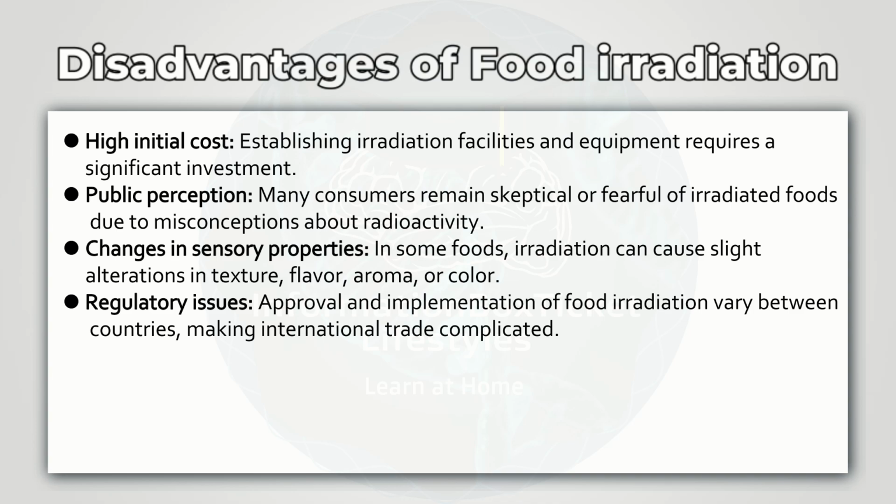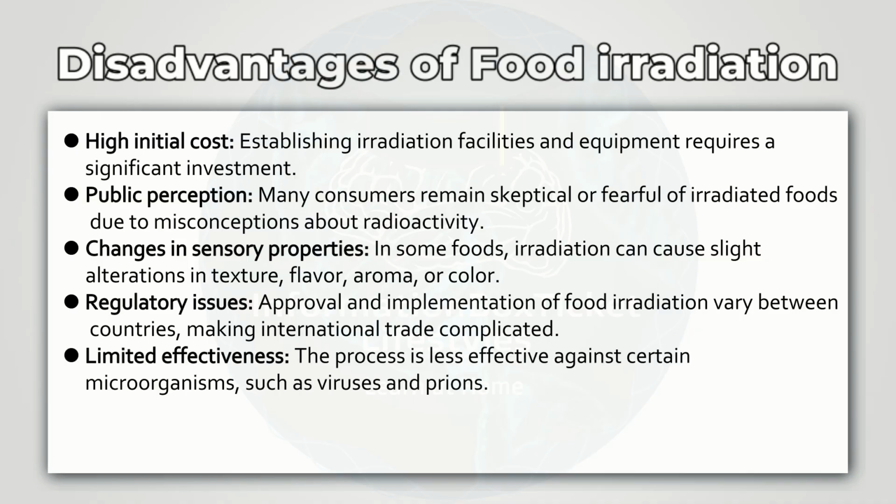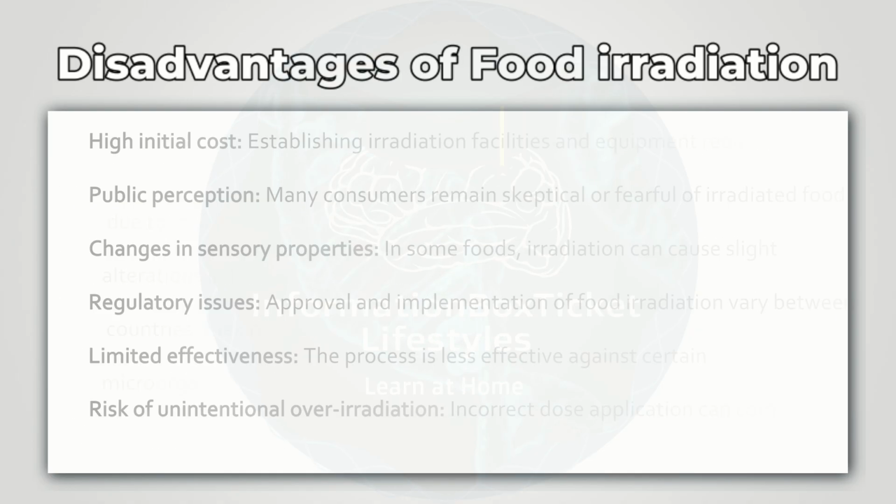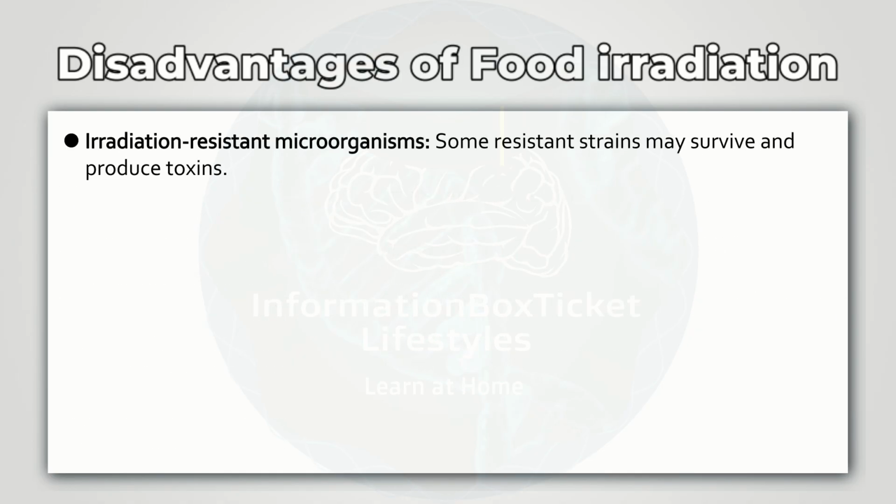Regulatory issues. Approval and implementation of food irradiation vary between countries, making international trade complicated. Limited effectiveness. The process is less effective against certain microorganisms, such as viruses and prions. Risk of unintentional over-irradiation. Incorrect dose application can compromise food quality and safety. Irradiation-resistant microorganisms. Some resistant strains may survive and produce toxins.